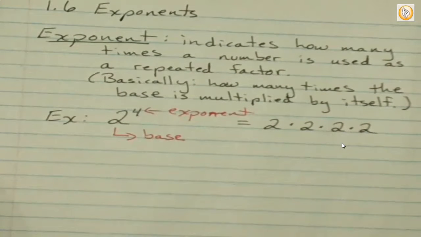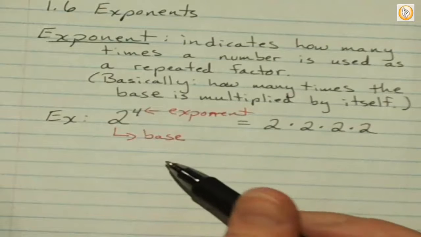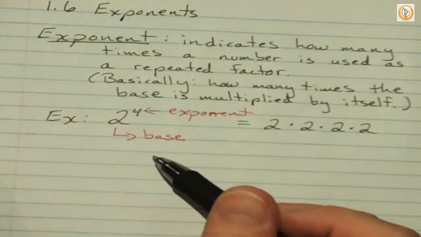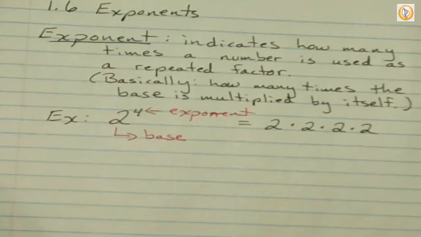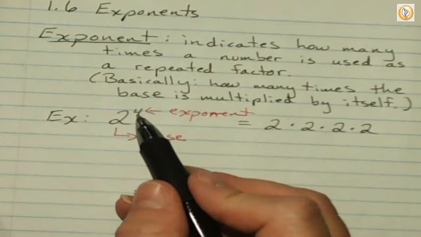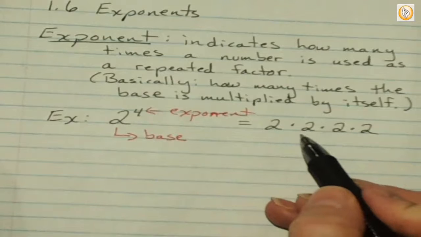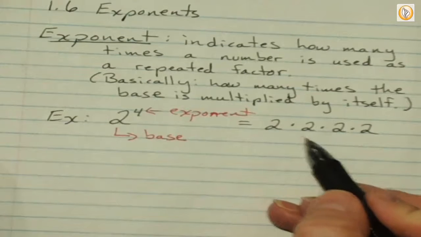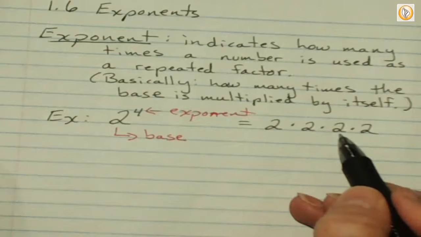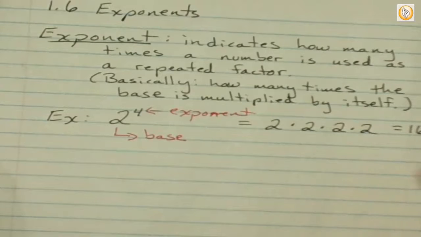Now, I will tell you, even my 8th graders in Algebra 1, they know this. They've had 3 years of it. But when they're deep in math and not focusing, they'll give me 2 times 4. And that's not right. So, what is 2 times 2? Italia? What is 4 times 2? What is 8 times 2? 16. So this is 16.